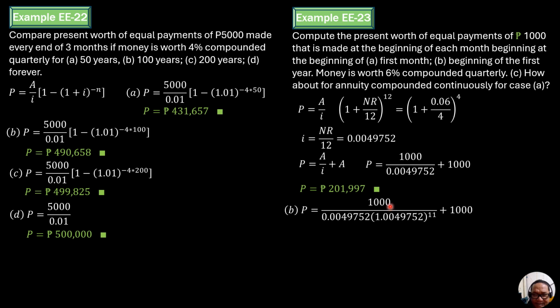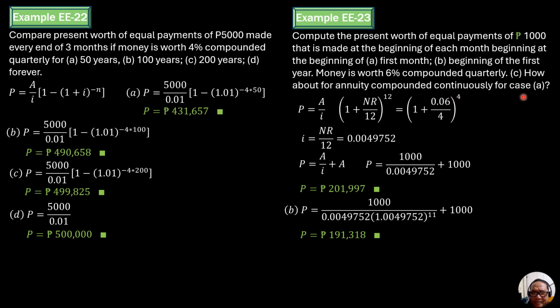Then, because it occurred at the 11th month, that is considered future relative to the present. So that's why we have to divide it further by (1 plus i) to the 11. Then plus 1,000 because there is 1,000 at the beginning of the month. So P is equal to 191,318 pesos.